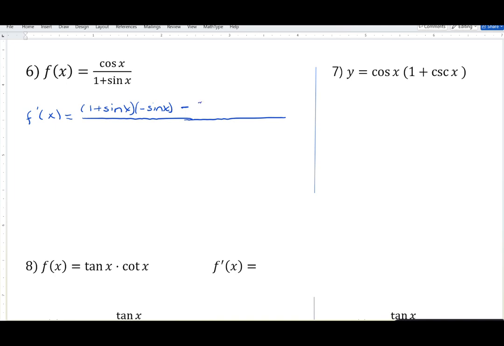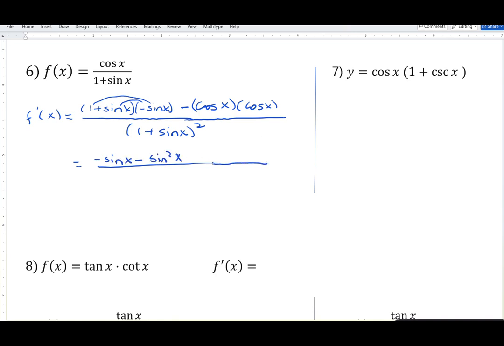Take the higher quantity, cosine x, and multiply it by the derivative of the lower one. Remember, the derivative of 1 is 0, and the derivative of sine is cosine, so we're going to multiply it by cosine x. Everything divided by the bottom quantity squared, so it's the quantity 1 plus sine x squared. Now for the top, I'm going to try to simplify it. Distribute the negative sine x first: negative sine x minus sine square of x. And at the end we have minus cosine times cosine, so that's minus cosine square x.